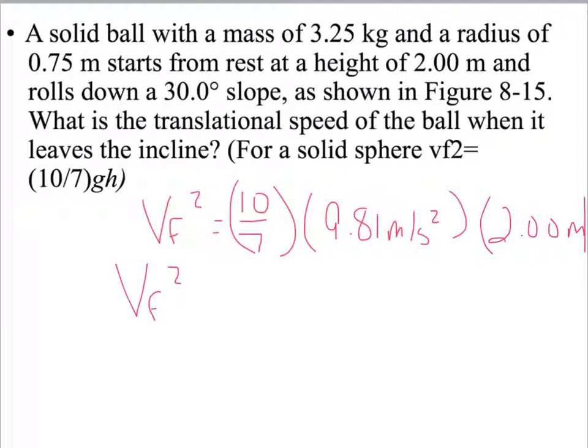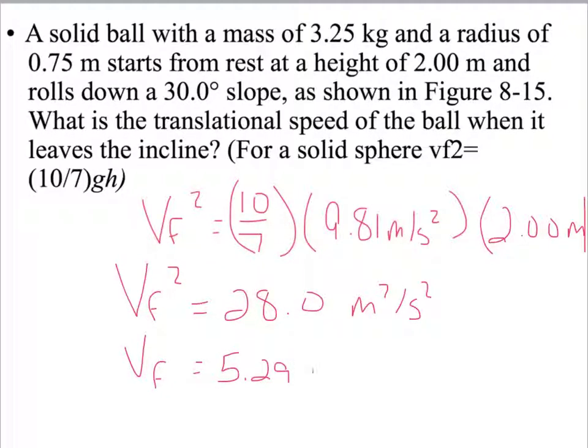my final velocity squared, if I do 10/7 times 9.81 meters per second squared times 2 meters for our height, we get about 28 meters squared over second squared. Well, when we take the square root of it, we get 5.29, and instead of meters squared per second squared, when we took the square root, it's meters per second.